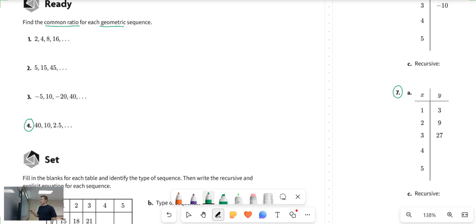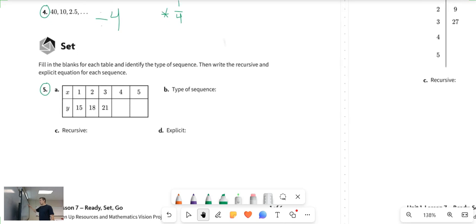So for number 4, if we're at 40 and we're dropping down to 10, we could say that's minus 30. But it's telling us it's a ratio, and this is a geometric sequence, so that's actually divide by 4, right? From 40 down to 10 is dividing by 4. From 10 to 2.5 is also dividing by 4. So we just need to write divide by 4, or we could write multiply by 1/4. Those are the same thing, so we could write either one.